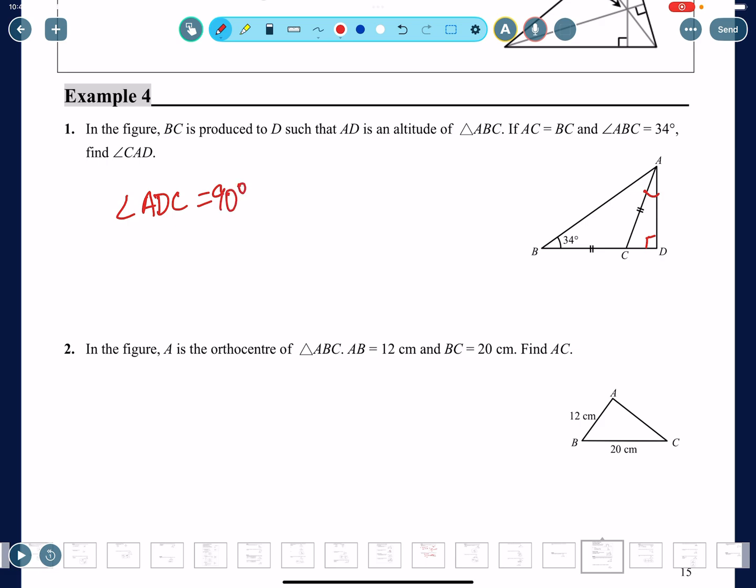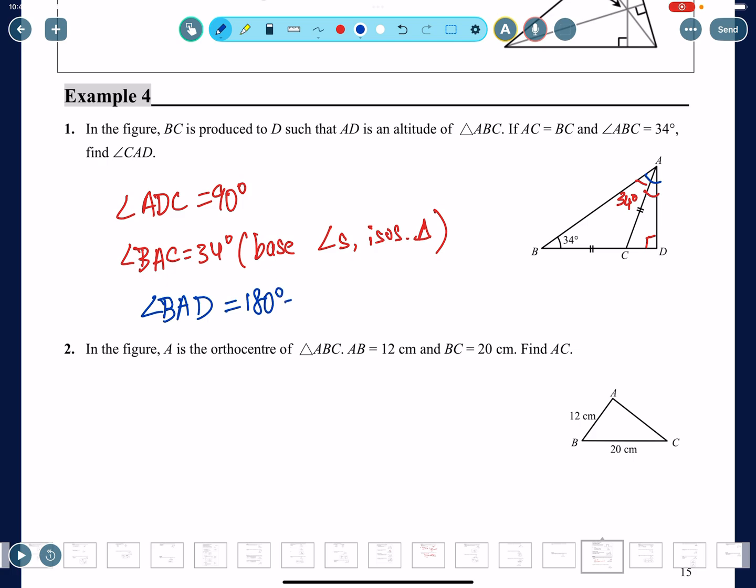Now we need to find CAD. Let's see how we can do that. All right, I know this is 34 because of the isosceles triangle. Angle BAC is 34, base angles of an isosceles triangle. Now we can find the last remaining angle, and then just subtract 34 to get the other side. So the last remaining angle is BAD: angle BAD equals 180 degrees minus 90 minus 34, angle sum of a triangle.